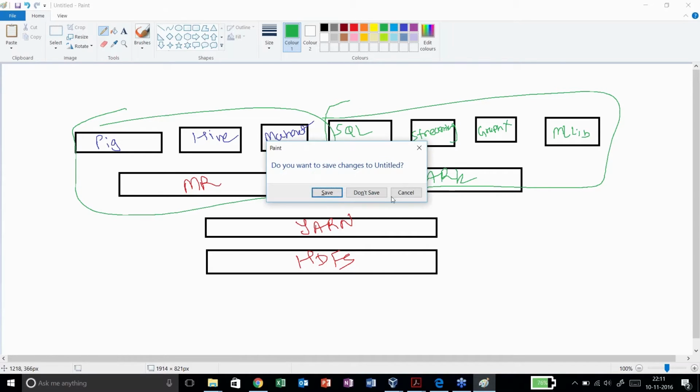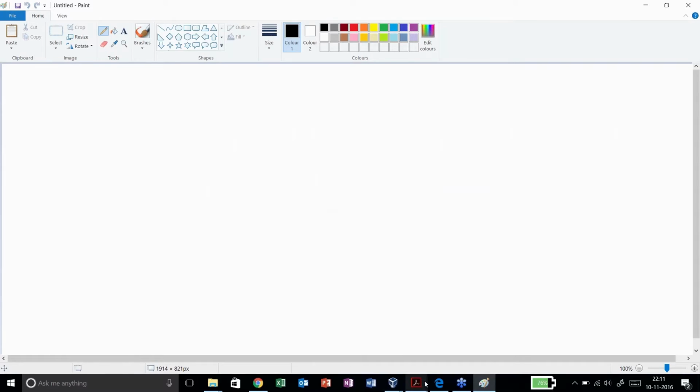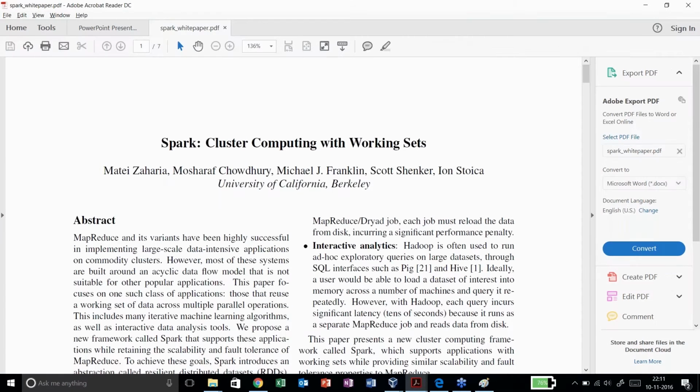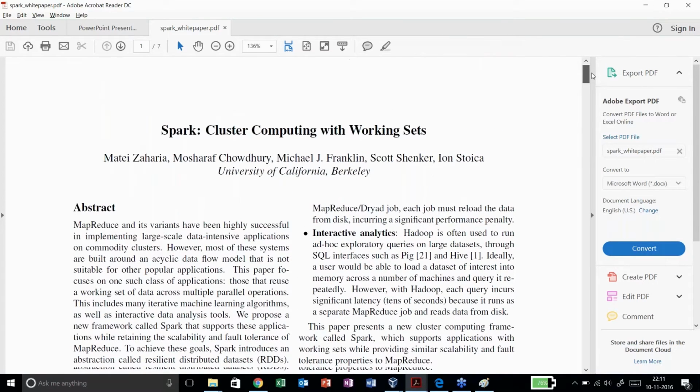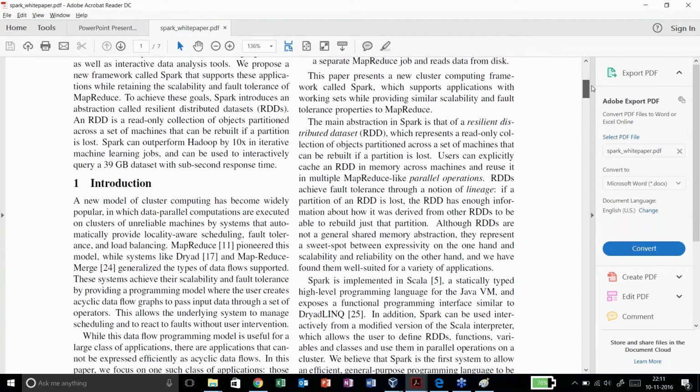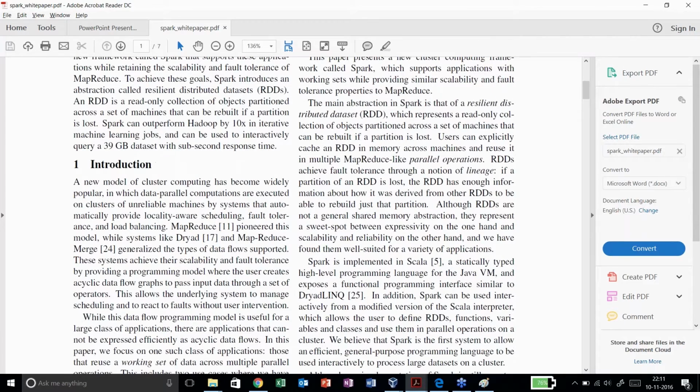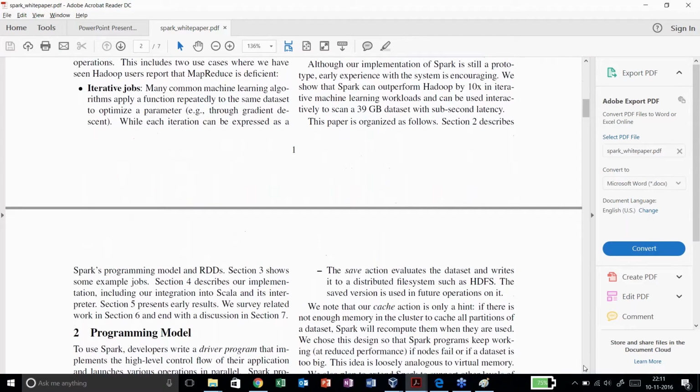Now let me start walking you through some of the white paper discussions, and I will spend some time explaining that as well. It is a very good paper, detailed out by the University of California. They have mentioned the reason why MapReduce was not efficient, and the use cases where they thought MapReduce definitely does not give you better performance. So let me explain those use cases.